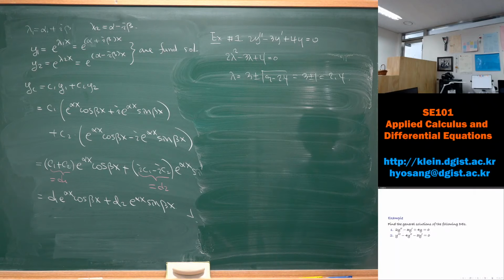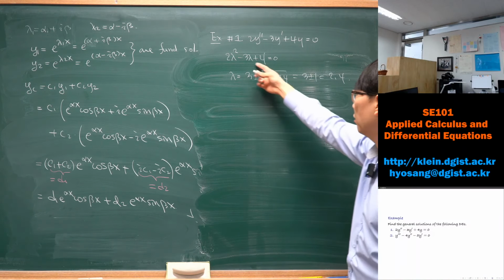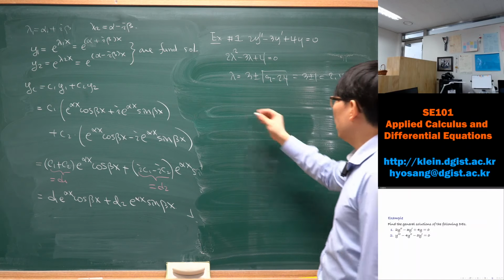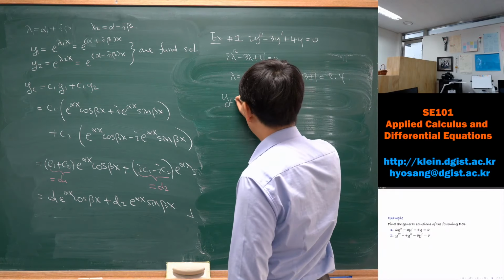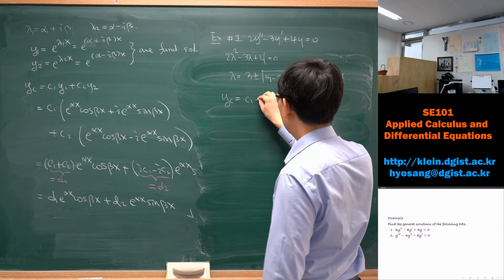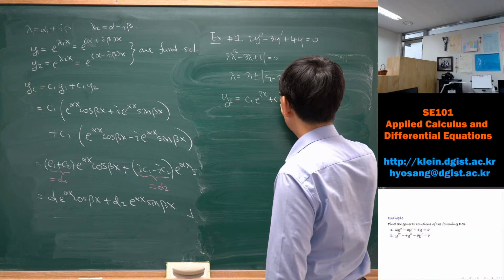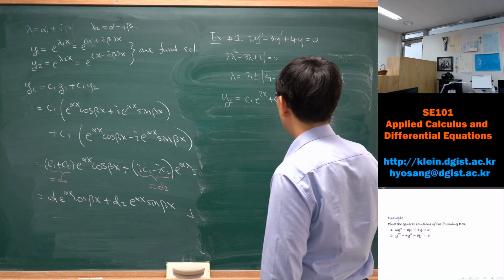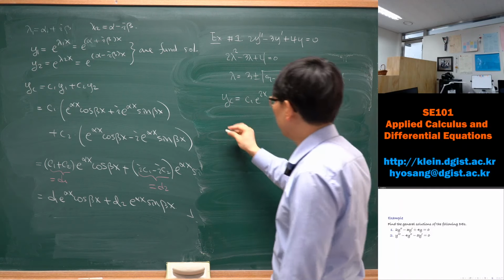Well, you can just use factoring of the quadratic equation. And the complementary solution is C1 times e to the 2x plus C2 times e to the 4x. Okay. Let's look at the second example.